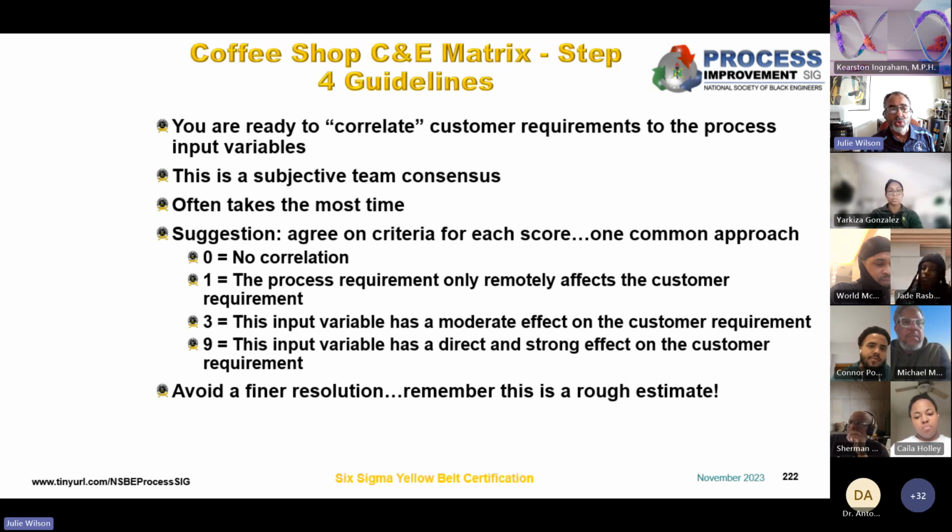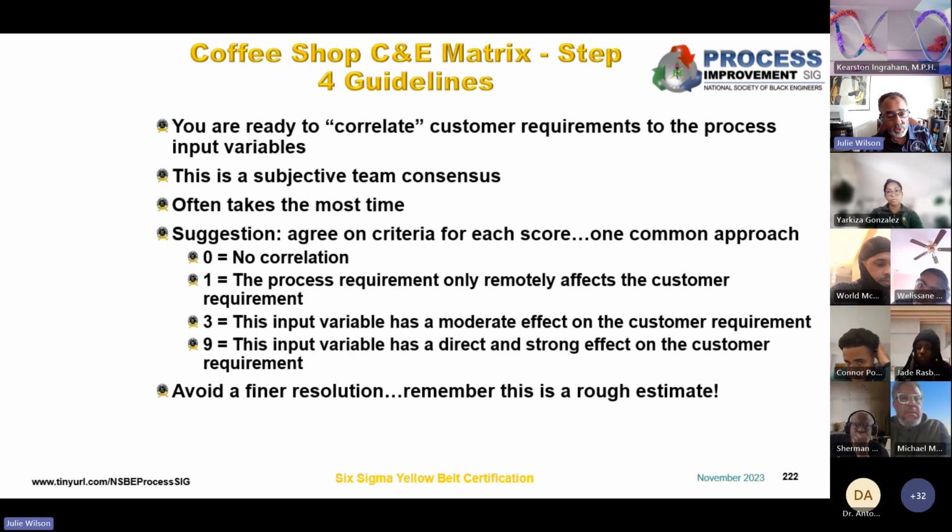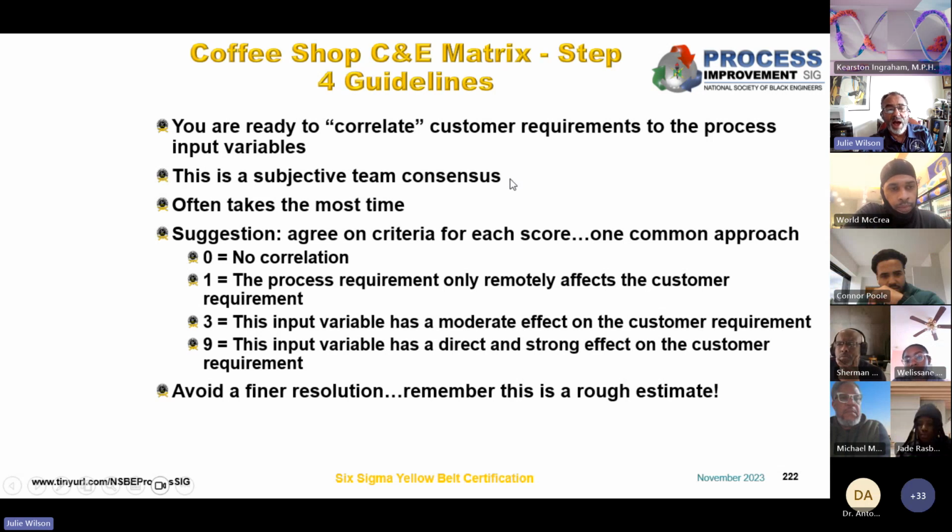What you're trying to do is correlate customer requirements to the process input variables. This is a subjective exercise. In some cases, there can be processes where there's a direct relationship between a process variable and an output, in which case you would take that data analysis into consideration and determine whether or not you've got one of the key inputs. But in most cases, it's a subjective exercise. So you want to get the team together and reach a team consensus of how the input relates to the output. This is typically the most time consuming exercise.